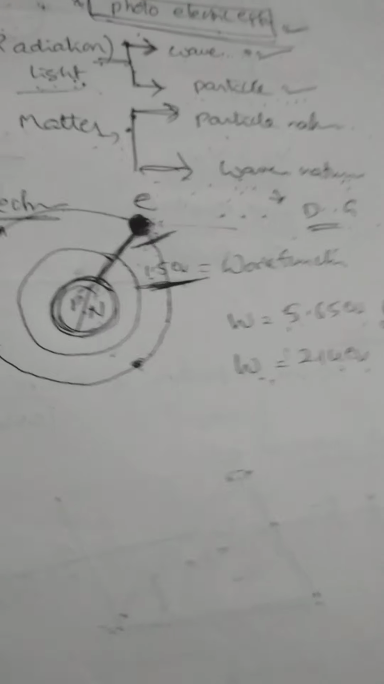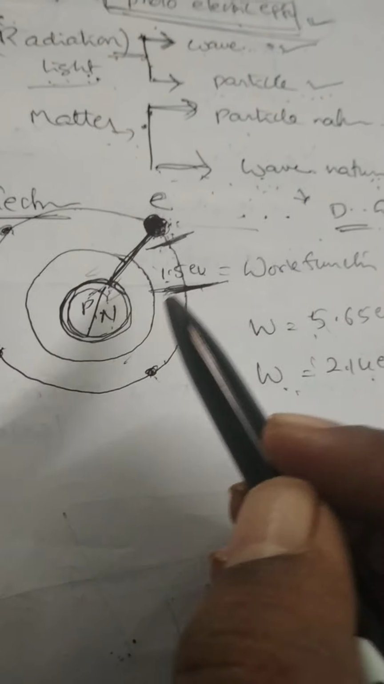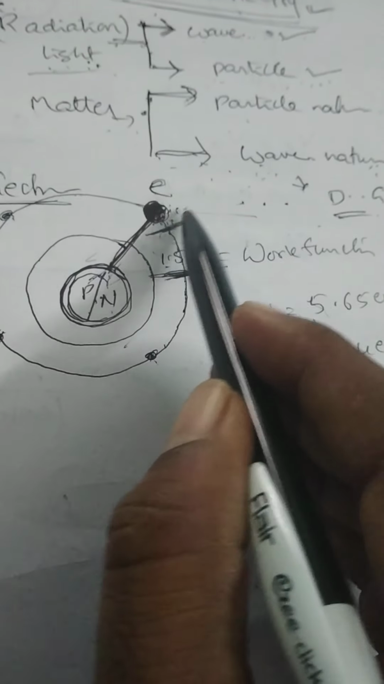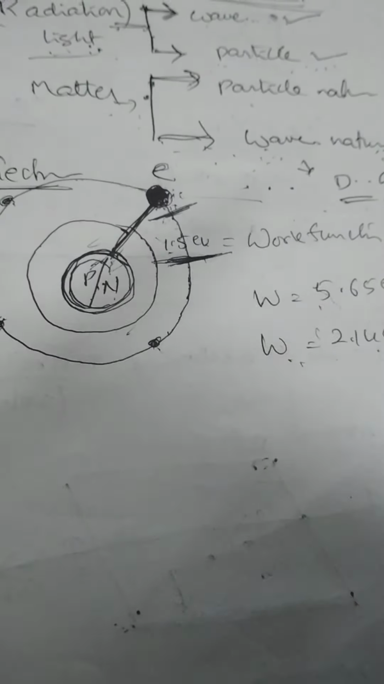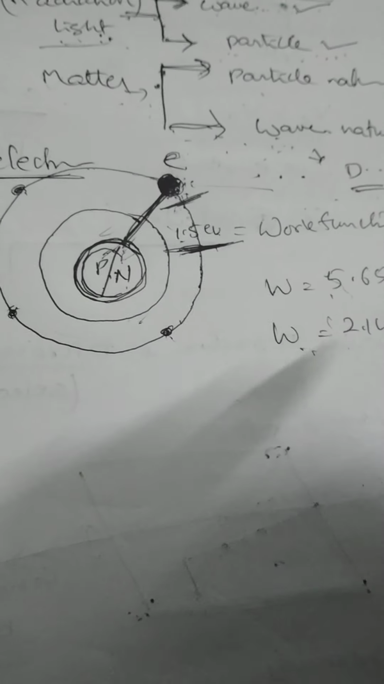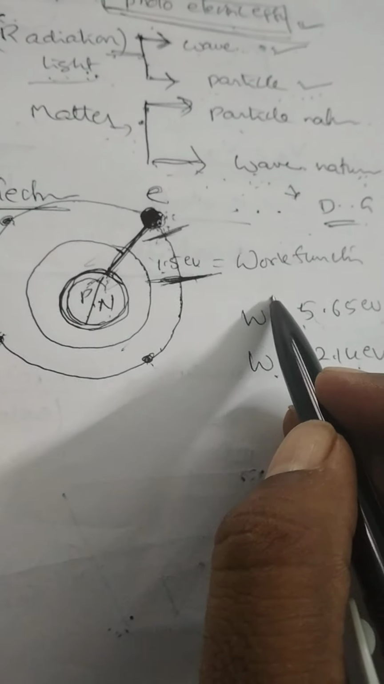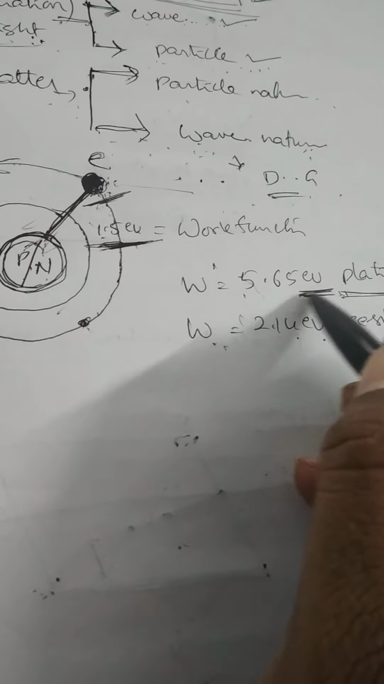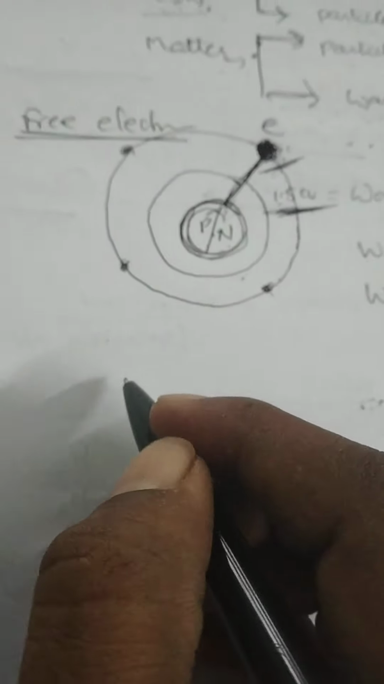Okay? So what is meant by work function? The minimum energy given to the valence electron to just remove it from the nucleus attraction is known as the work function. That is represented by W. But here there is one unit, eV. eV means electron volt. Electron volt is a unit for energy.